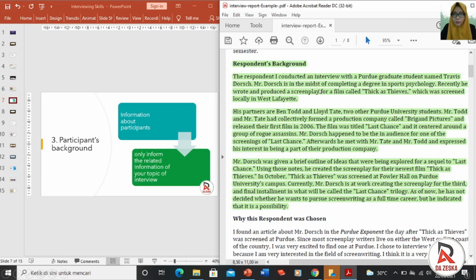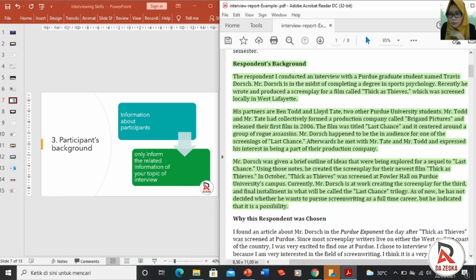What kind of background information did this writer mention? Mr. Dodge is in the midst of completing a degree in sports psychology. So this is another piece of information, right? The participant of this writer is completing a degree in sports psychology. And in your presentation you could also mention the level of education that they have, if you think that the level of their education is important for your interview. Then you may mention that. The example of backgrounds you may inform to the listeners or readers.